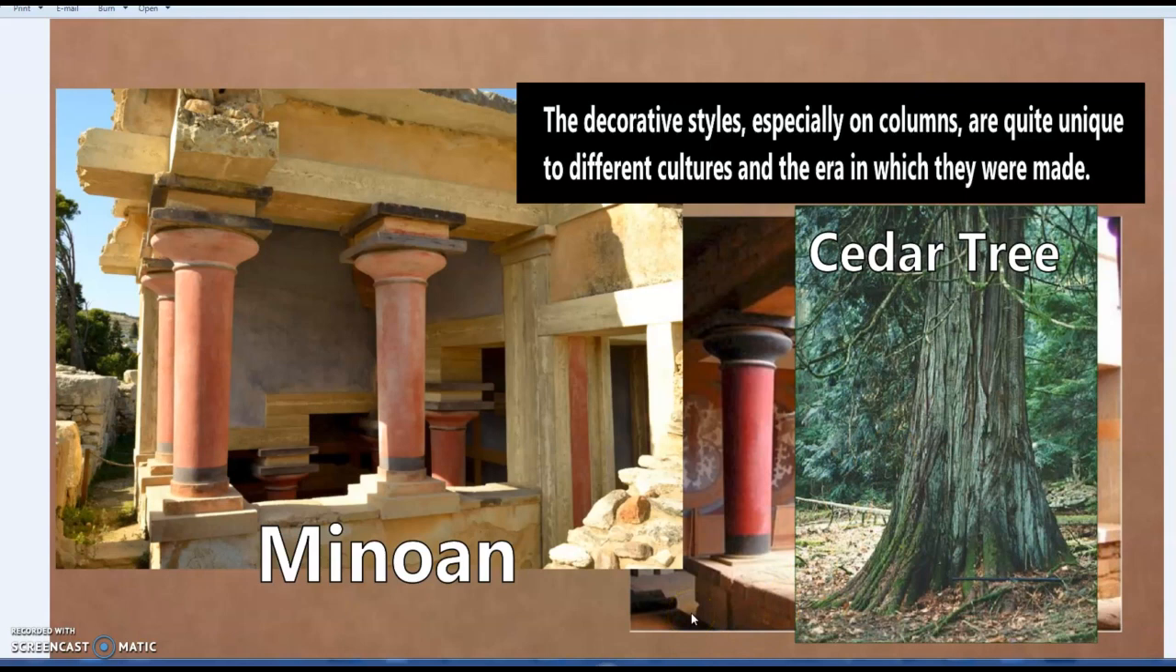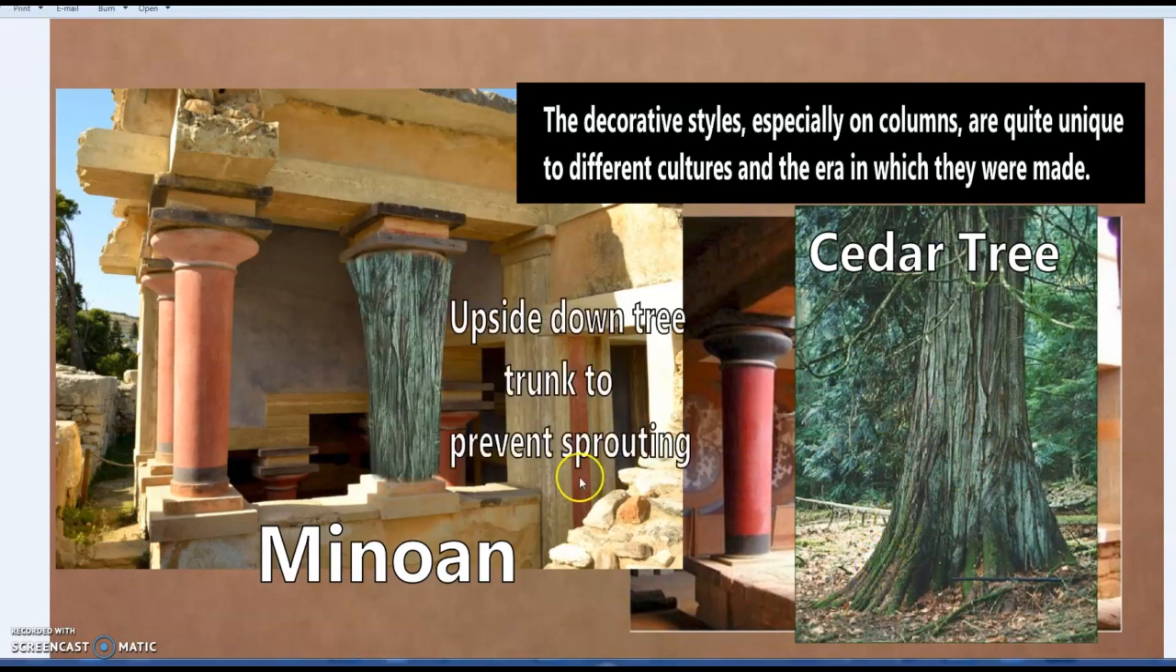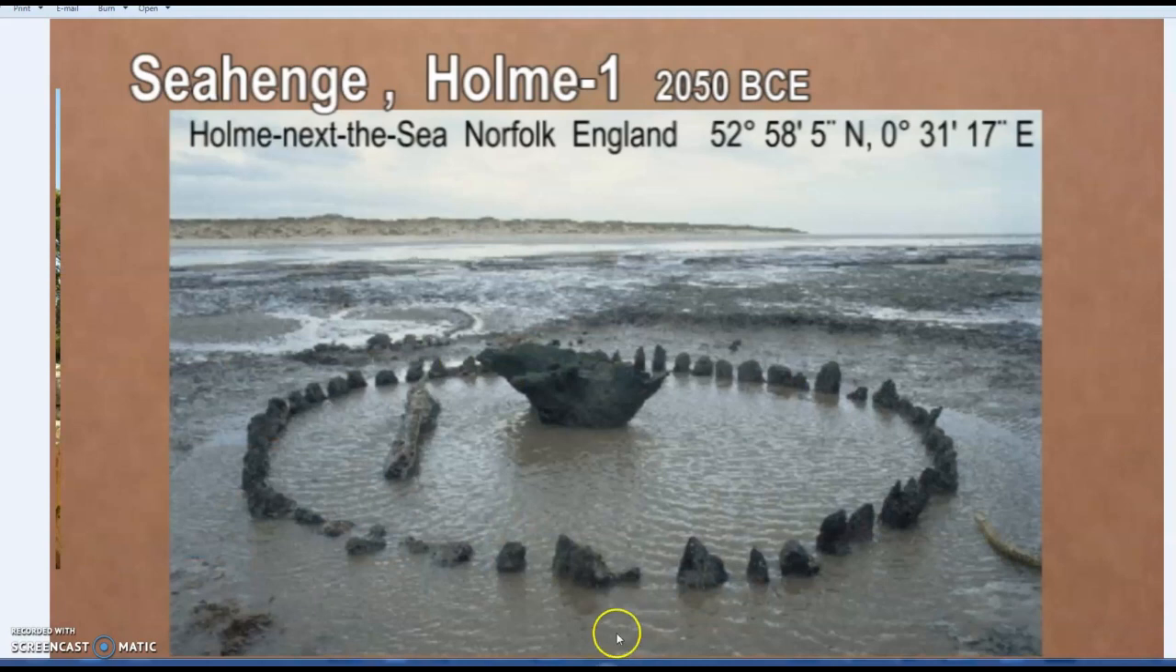The Greek islands, Greece, had a lot more cedar forests. They were shipping, they were using timber to make things, and that's led to the deforestation. But this is a cedar trunk. Now, the general consensus in regards to these Minoan columns and why they're narrow at the bottom and thick at the top is that they're based on the tree trunk, and the tree trunk was turned upside down to prevent sprouting. However, this is Seahenge in England.